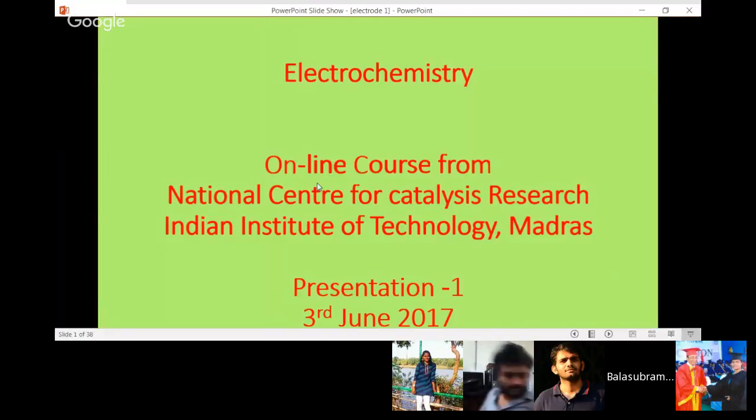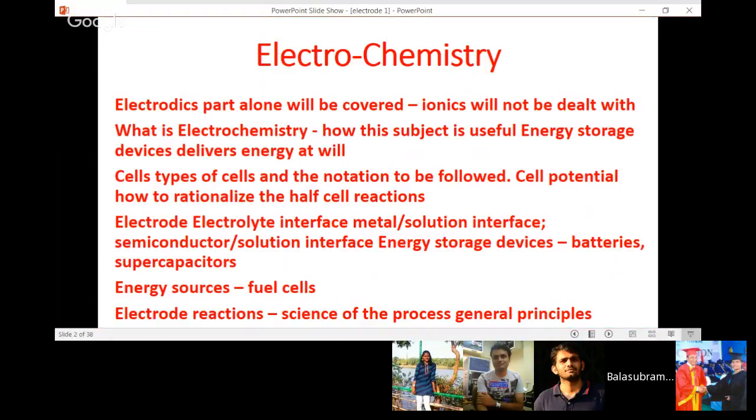So electrochemistry is an important subject, and in electrochemistry there are three various branches dealing with ionics, Debye theory, and other things, conductivity and other things that we are not going to deal with. We are going to only deal with the electrodics, that is the electrode electrolyte interface. So what are we going to cover? We are going to cover only the electrodics part. Ionics will not be dealt with.